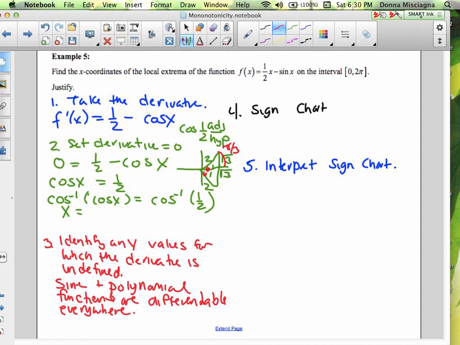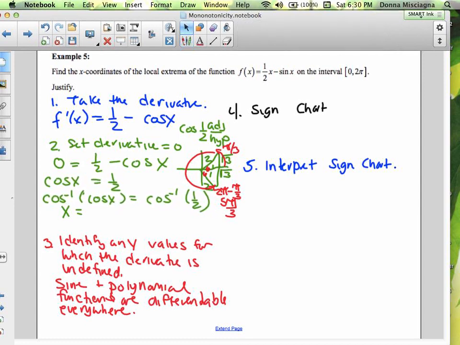This was the first one, and then we're interested in this angle that's all the way over here. If I were to go the whole circle, that would be 2 pi. So 2 pi minus, again, pi thirds. So 2 minus 1/3, that's going to be 5 pi thirds. So that's our 2 solutions there: pi thirds and 5 pi thirds. So x equals pi thirds, x equals 5 pi thirds.